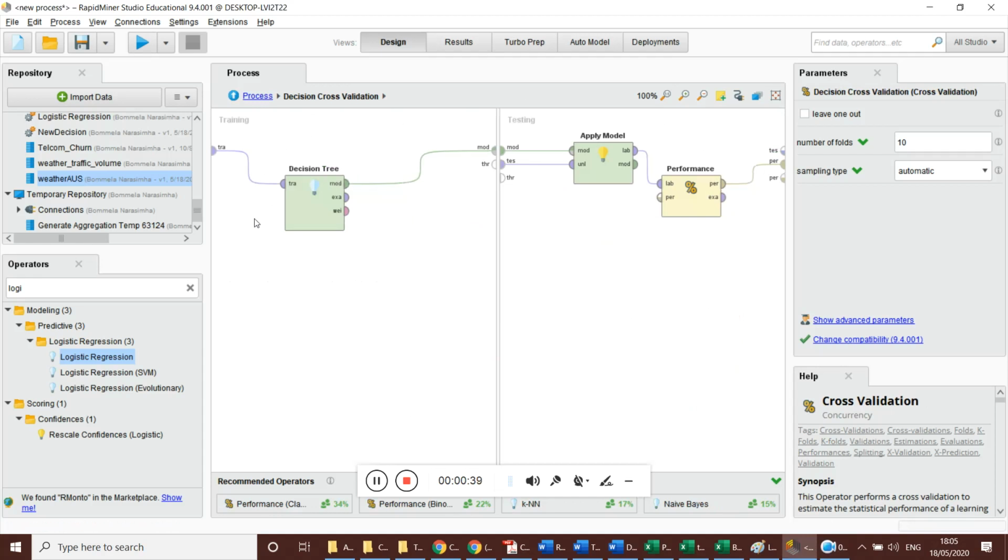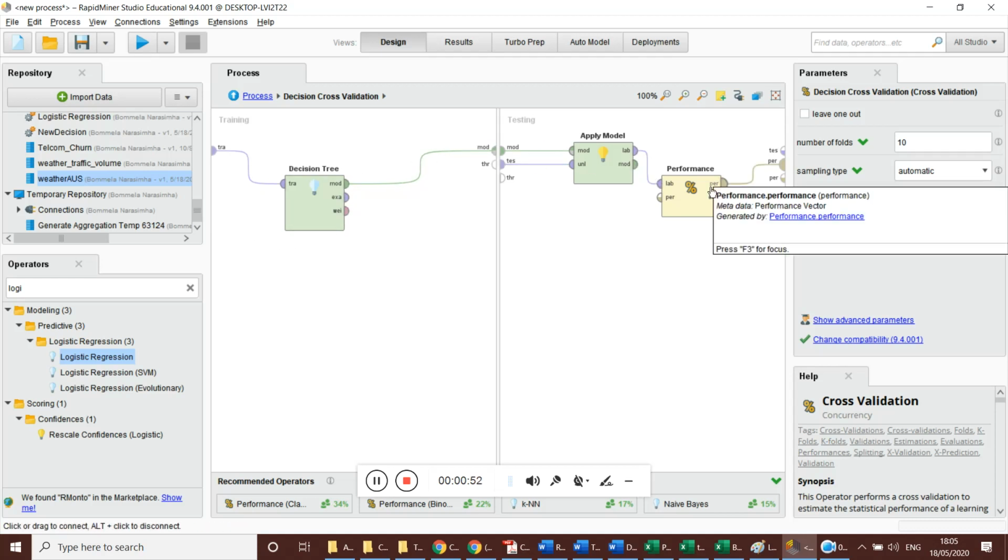See, in the cross validation operator there will be two different parts. One is the training part and the testing part. In the training part, when we give some example sample data as input, and when it is tested, it will be generating performance. It shows how accurately your decision model has the ability to predict about data.